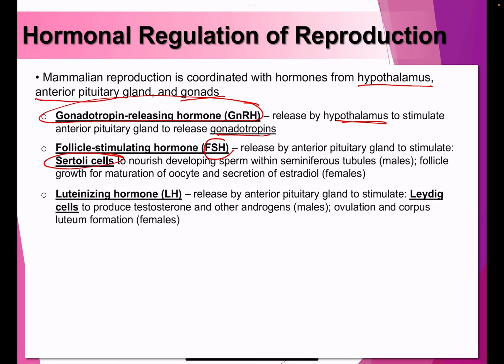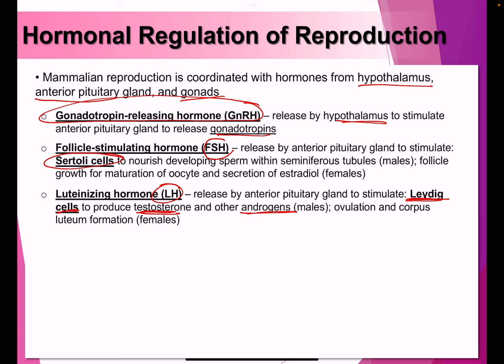I always say it's easy to remember what FSH does. FSH kind of spells like fish, and what do fish do? They swim, just like sperm cells do. That's why FSH for males is for maturation of sperm cells, whereas luteinizing hormone, LH, for males stimulates the Leydig cells. They're not within the seminiferous tubules, they're around them, but still within the testicles, to produce testosterone and other androgens. Androgens are defined as male sex hormones.